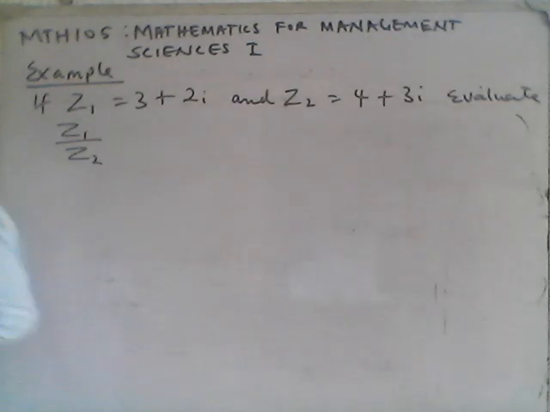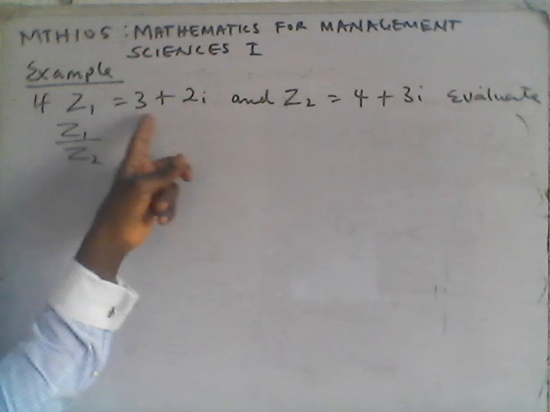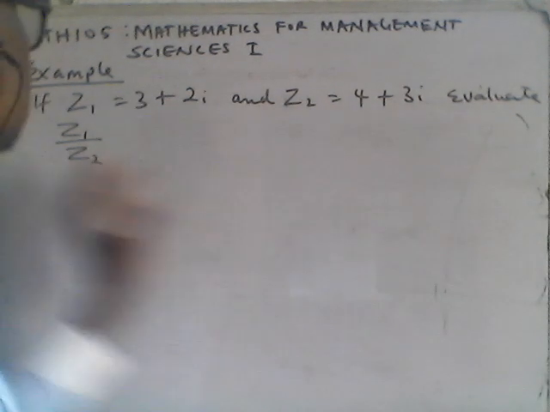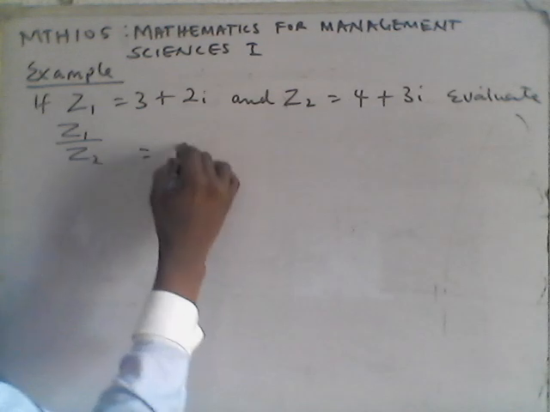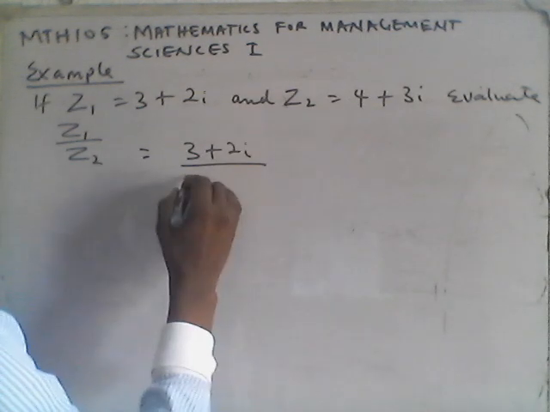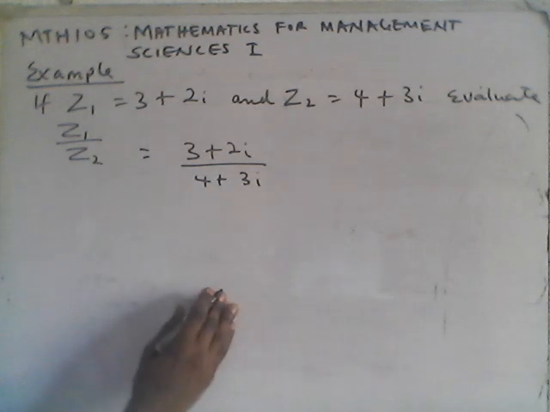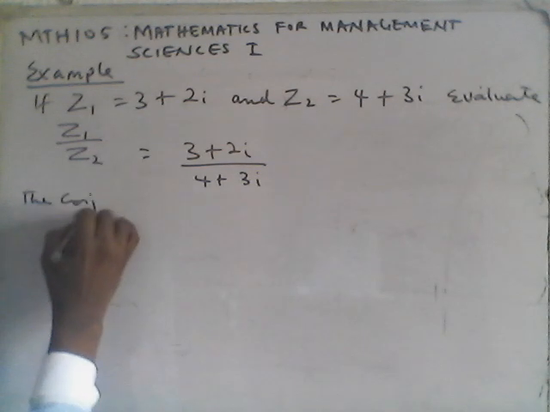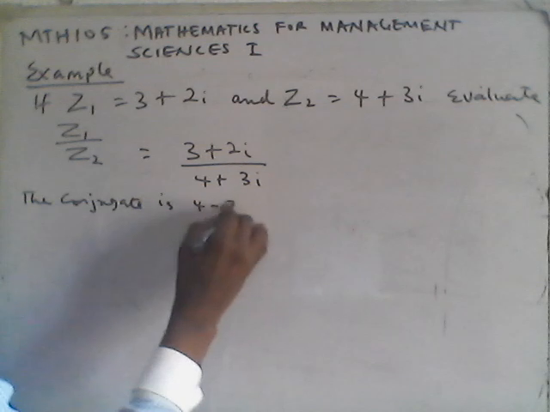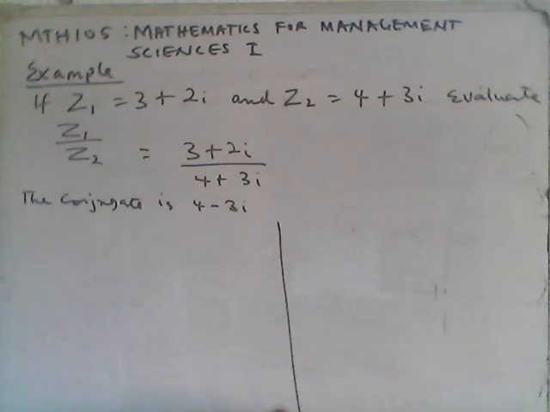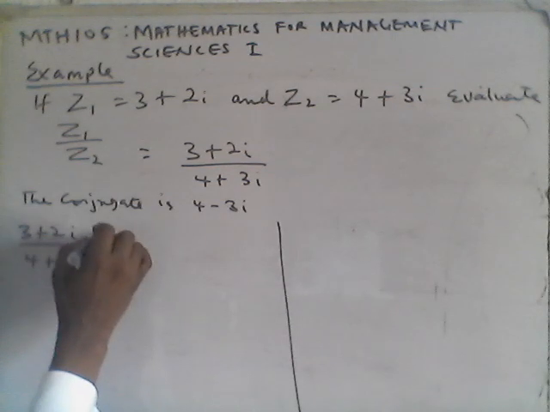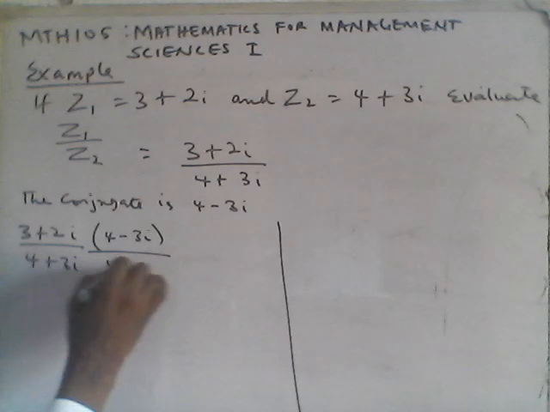So if we have Z1 equals 3 plus 2i and Z2 equals 4 plus 3i, evaluate Z1 over Z2. So simply 3 plus 2i over 4 plus 3i. Now, what is the conjugate of the denominator? The conjugate is 4 minus 3i. That's it. So we're going to multiply both up and down by the conjugate. So I have 3 plus 2i over 4 plus 3i, then multiply by 4 minus 3i over 4 minus 3i.